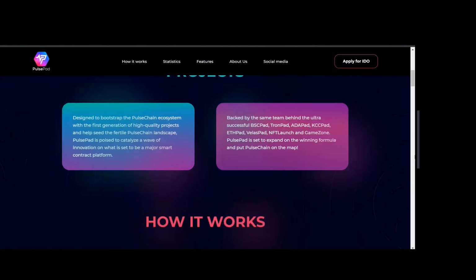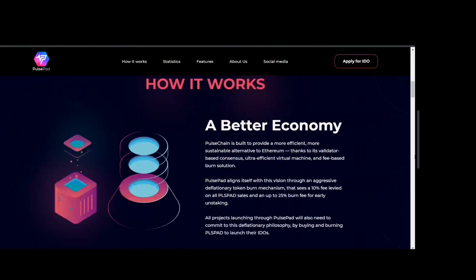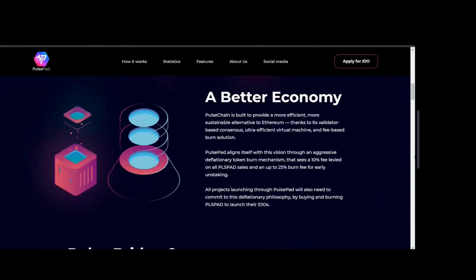How does it work? PulseChain is basically built to provide a more efficient, more sustainable alternative to the Ethereum network, thanks to its validator-based consensus, ultra-efficient virtual machine, and fee-based burn solution. Pulsepad aligns itself with the vision through an aggressive deflationary token burn mechanism that sees a 10% fee levied on all Pulsepad sales and an up to 25% fee for early unstaking. So this is also very important, so people cannot dump the token after the project was launched. So when you sell your token, 25% of it will be burned, which is quite a lot.